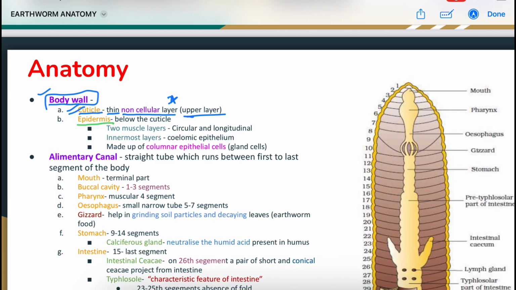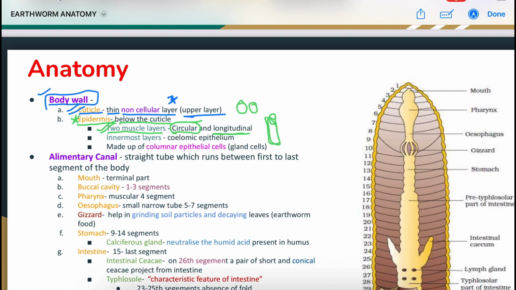Next is the epidermis. Basically, below the cuticle is the epidermis. Here two muscle layers are present. The first muscle layer is circular, basically circular in shape, and the second muscle layer is longitudinal, long in shape.